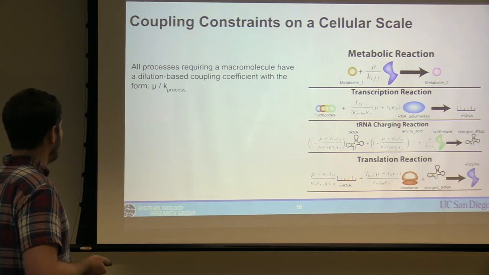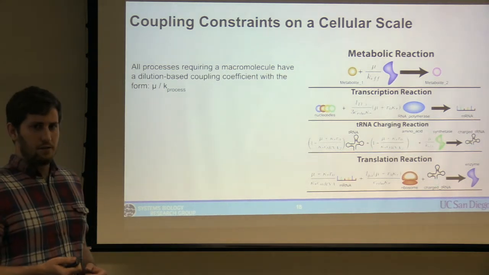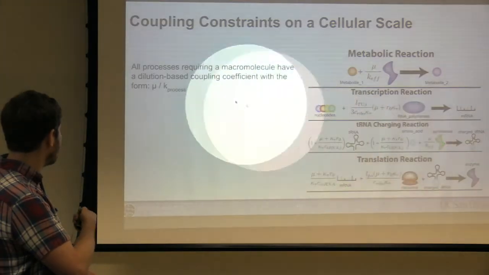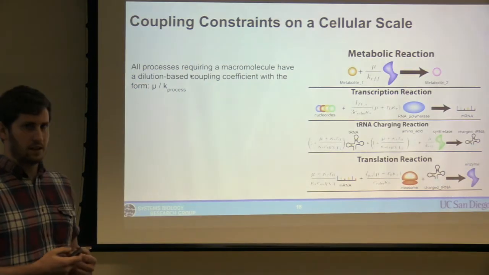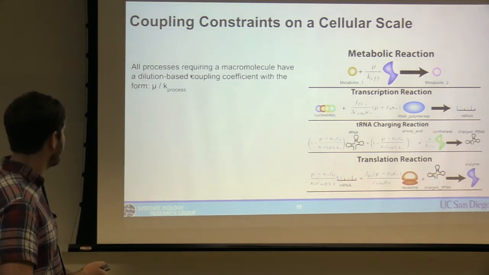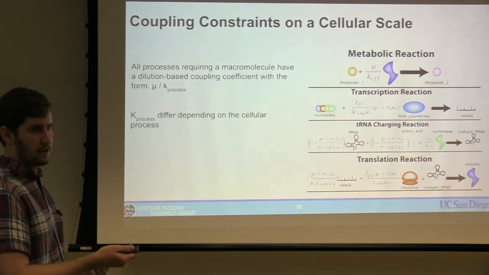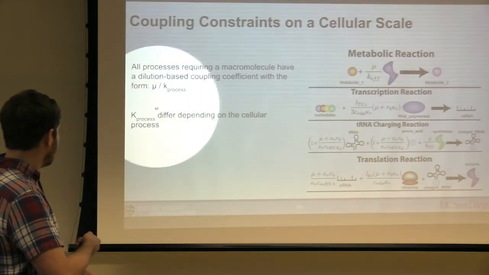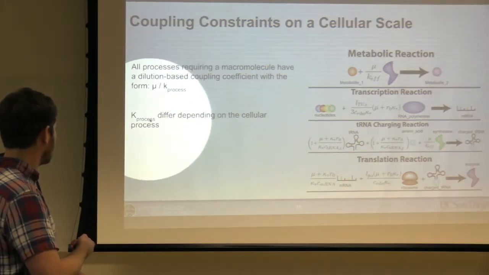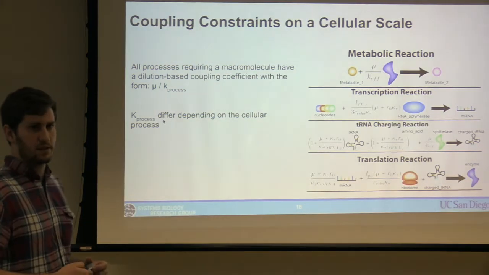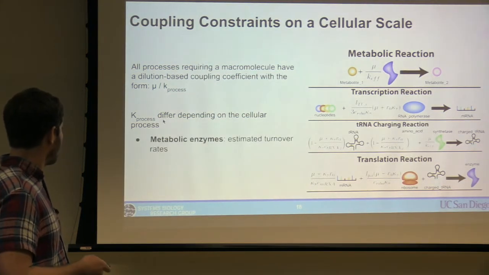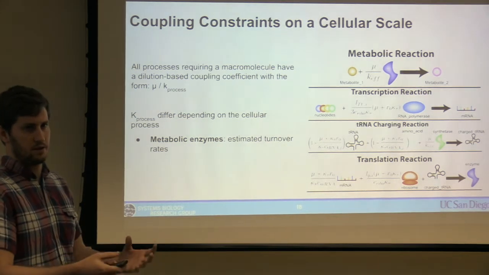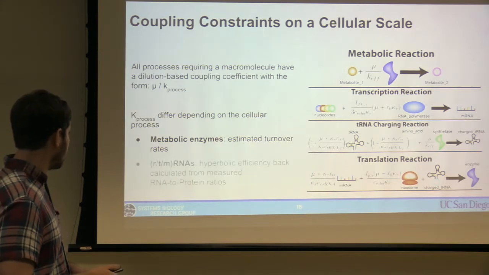But all of these generally have a consistent form where we have each of the coupling coefficients being equal to mu divided by some kinetic rate of that process, similar to the K-effective for an enzymatic reaction. But basically what ends up differing is this K process term, which I showed on the previous slide. And again, for metabolic reactions, this is based on the turnover rate, so this is a measured fundamental property of that enzyme and that reaction.